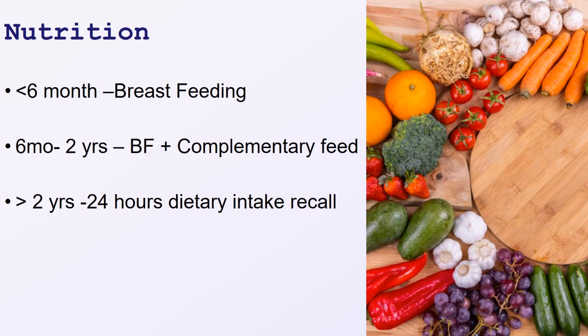So the nutrition a child should be getting is, till 6 months, exclusive breastfeeding. After 6 months to 2 years, a child should get breastfeeding along with complementary feed added. Breastfeeding should be continued till 2 years. Then for more than 2 years, you do a 24 hours dietary intake recall, and then you have to calculate the calorie intake of the child and the protein intake, whether it is sufficient or not.